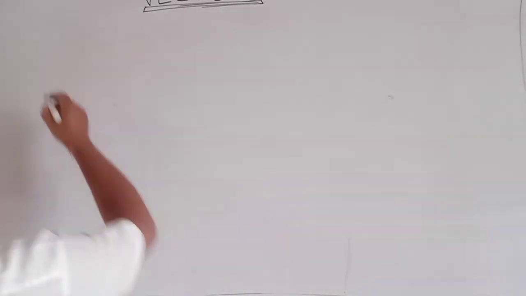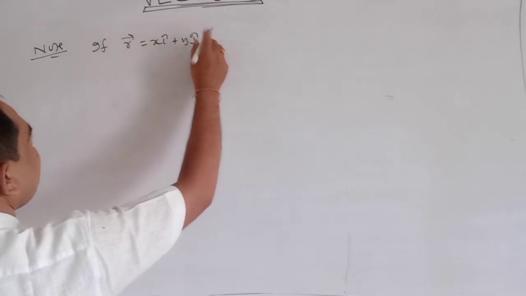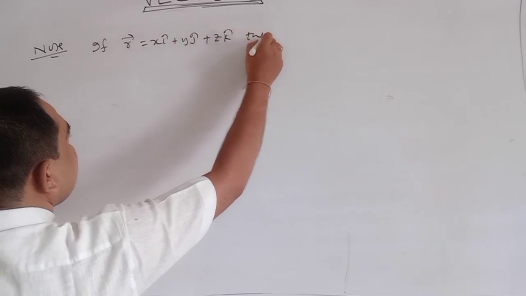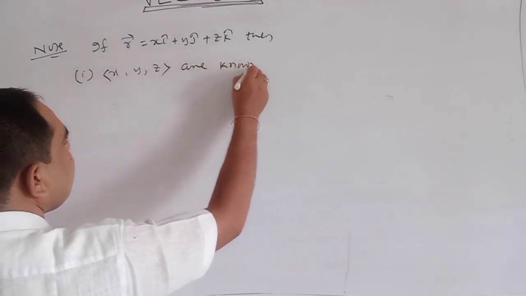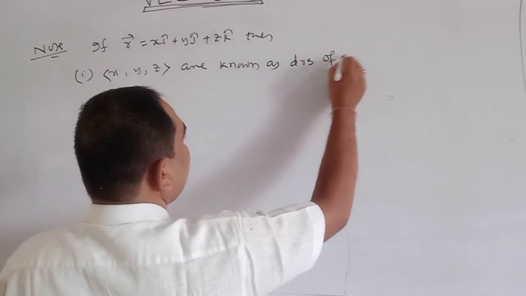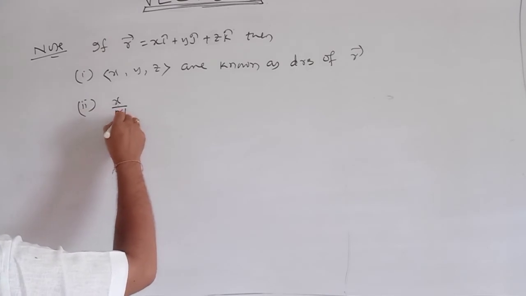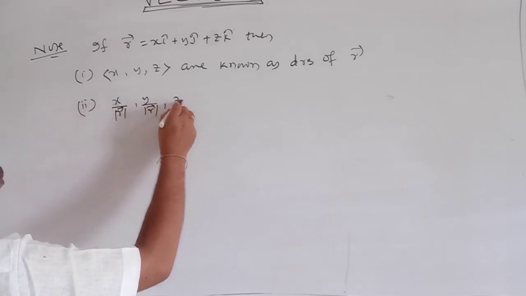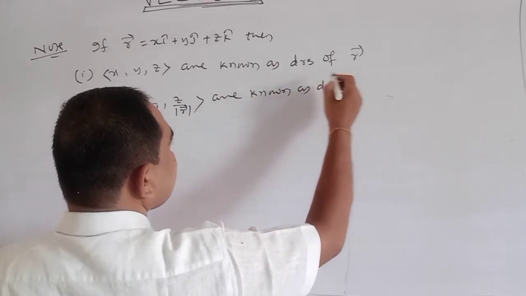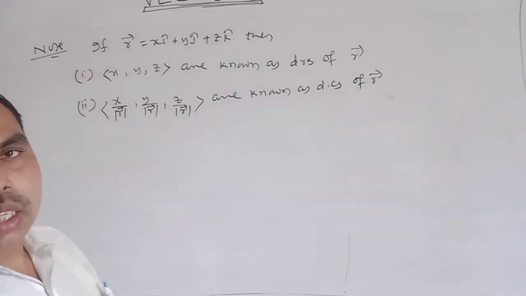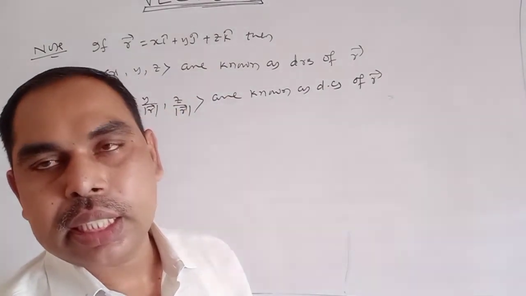Note this: if r vector is equal to x i cap plus y j cap plus z k cap, then x, y, z are known as DRs, direction ratios of r vector. Second, x by mod r, y by mod r, z by mod r are known as DCs, direction cosines of r vector. Simply x, y, z are known as direction ratios of the vector.